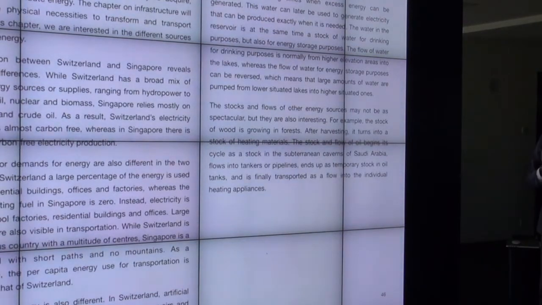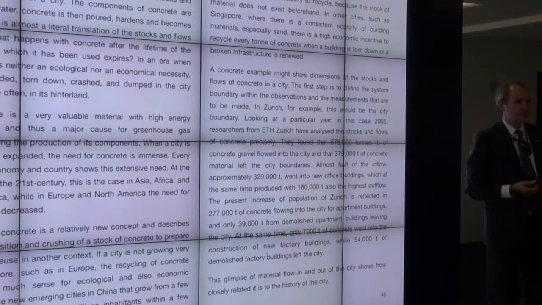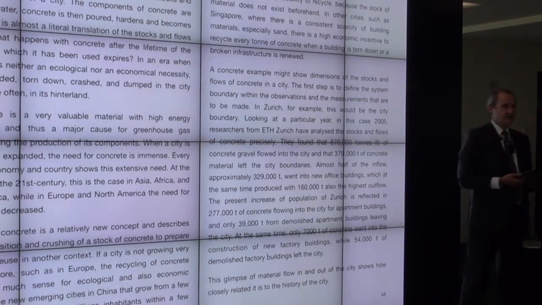The most important one is water, as I said. There's also stock and flow of energy, which I do not want to go into now. But the stocks and flow of material is a very important one. And I want to bring you one example, which is the material of concrete and the city of Zurich. Do you think it is possible to detect the change of a city, the lifestyle of a city, from looking at the material flow of concrete in and out of a city? Do you think that's possible?